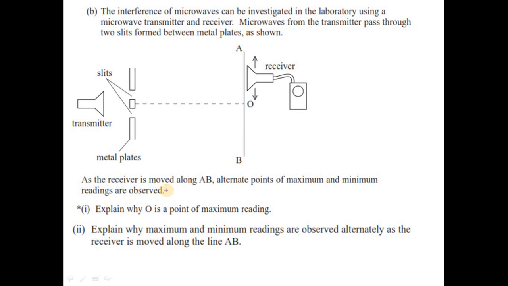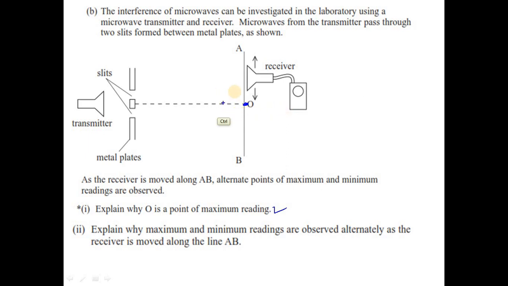As the receiver is moved along AB, alternate points of maximum and minimum readings are observed. Explain why O is a point of maximum reading. So point O, this is the center of the screen.